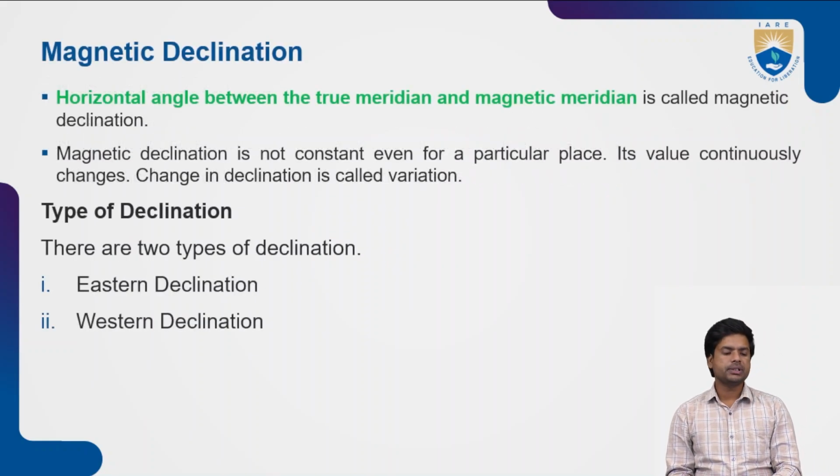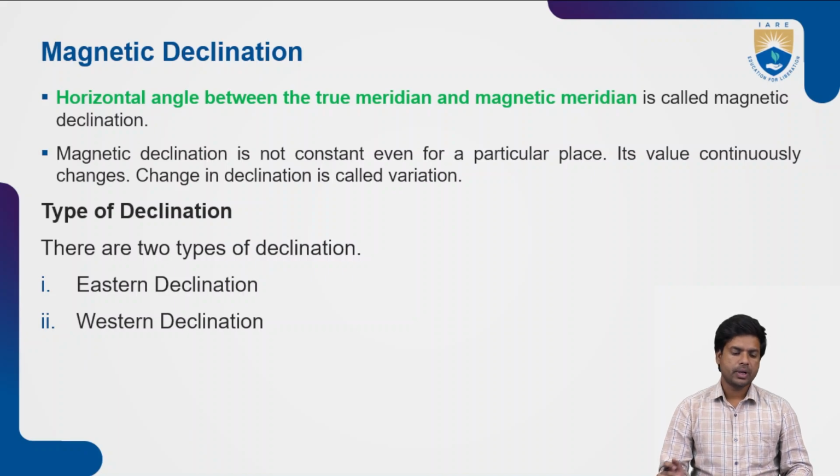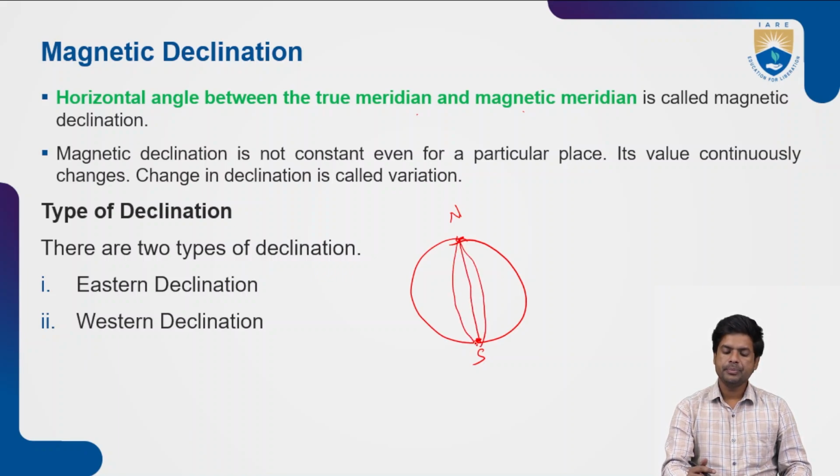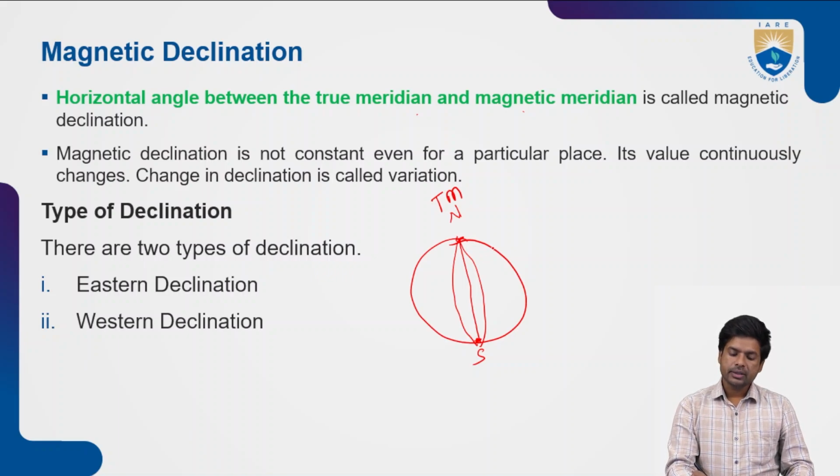Next, coming to the next topic, that is magnetic declination. The horizontal angle between the true meridian and magnetic meridian is called magnetic declination. Suppose you take the Earth surface. Here we have the north pole and here we will have the south pole. If you join them with one line, this line is called the true meridian.